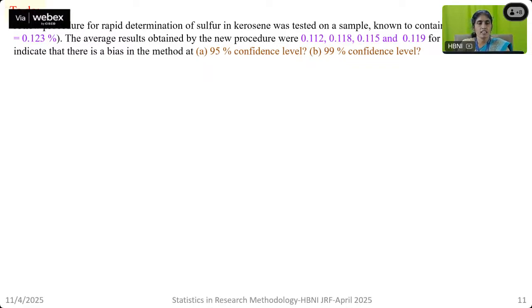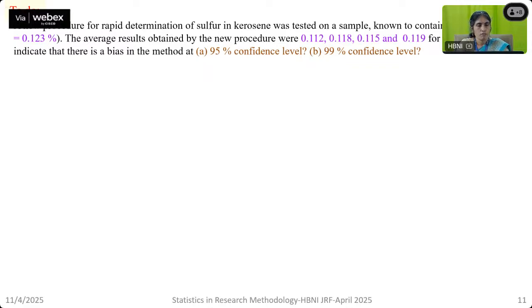Here, another exercise in the same line you people can try. A new procedure was adopted for determining sulfur in kerosene. And the amount of the sulfur in the kerosene sample is already predetermined. There is a known value. And the repeated values obtained by the new procedure are listed here.